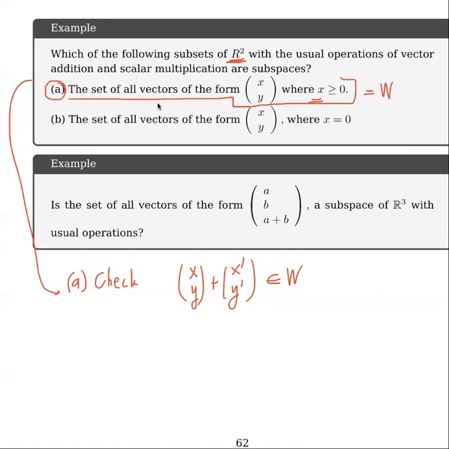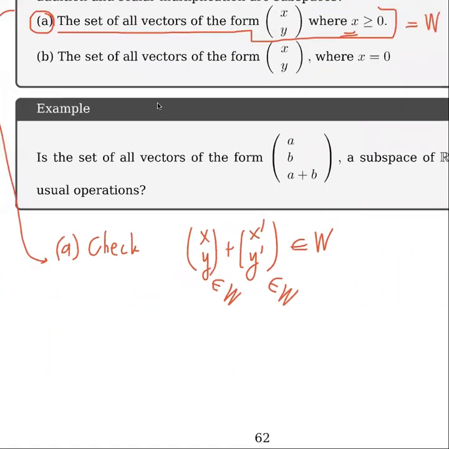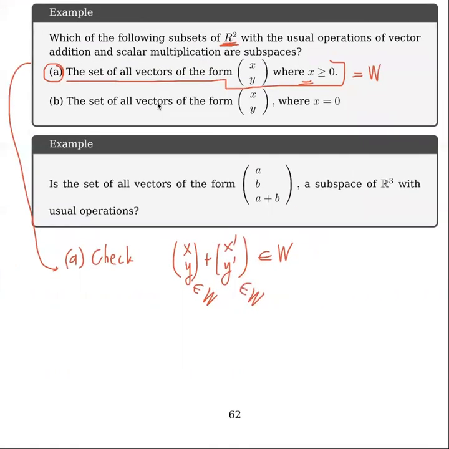C can be any real number. Yes, C can be any real number. You're right. That's important. So if this is in W and if this is in W, is it also true that their sum is in W? What does being in W mean? Being in W means the first component is greater than or equal to 0. Okay, that's what it means to be in W.